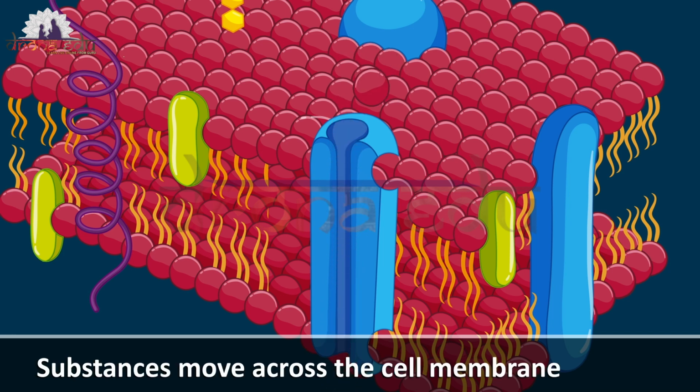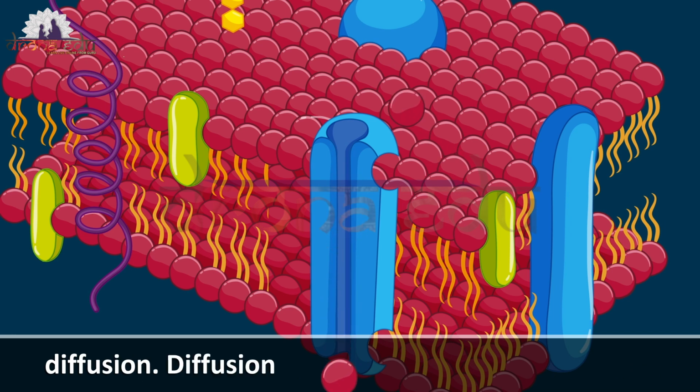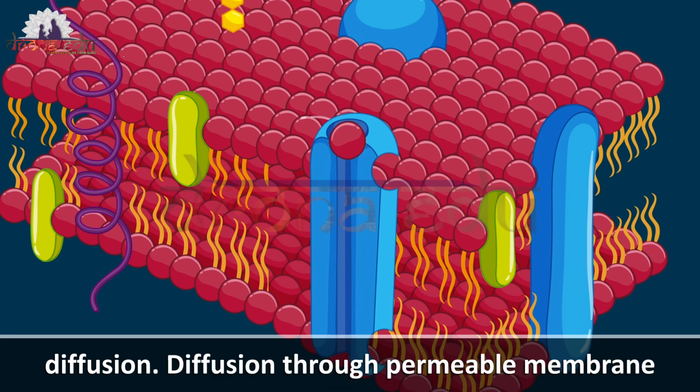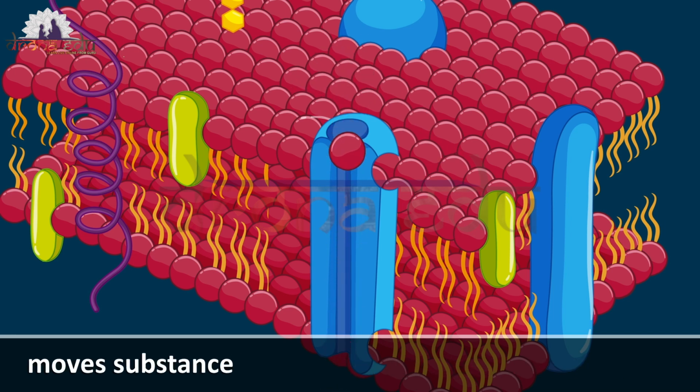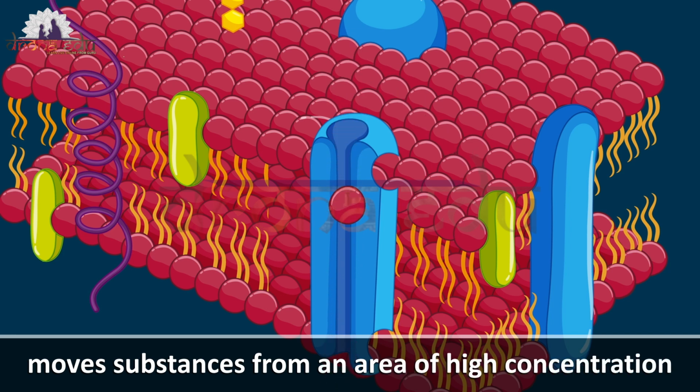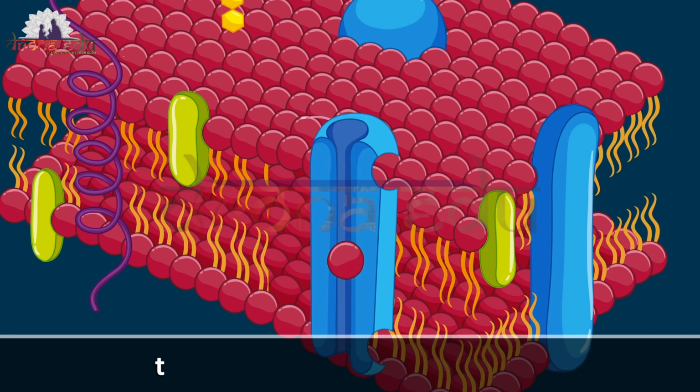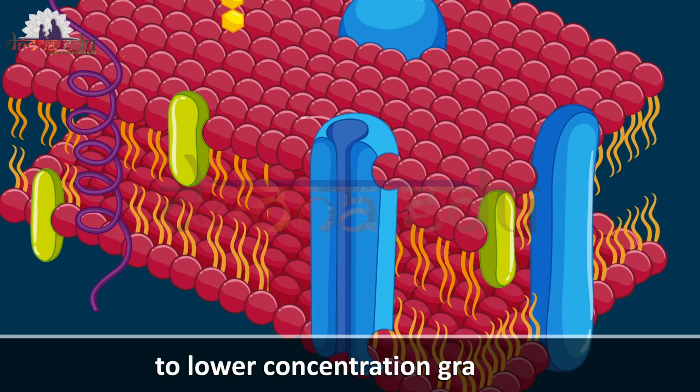Substances move across the cell membrane through diffusion. Diffusion through permeable membrane moves substances from an area of high concentration to lower concentration gradient.